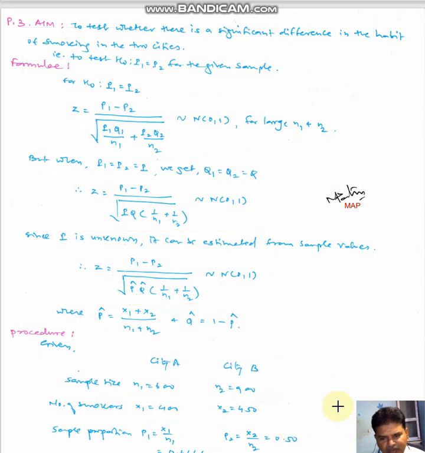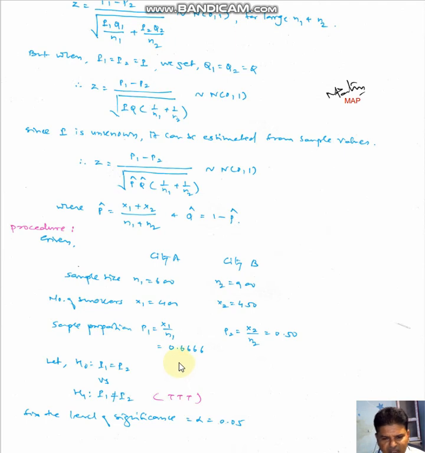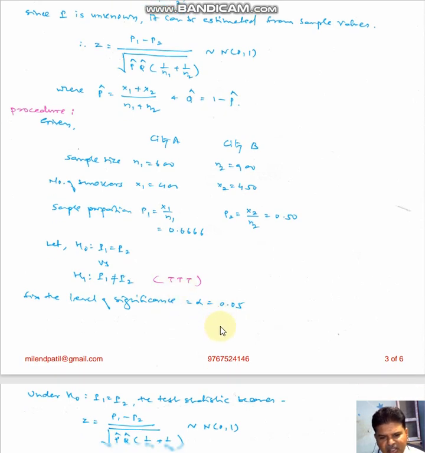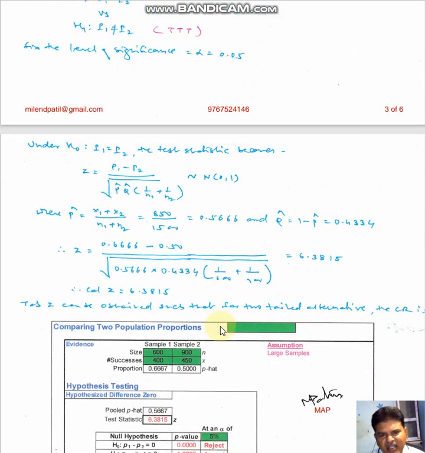What are those values? P1 is equal to x1 upon n1, so that comes out to be 400 divided by 600, which is 0.66. And in the other case, P2 is 450 divided by 900, so that comes out to be 0.50. So what is my null hypothesis? P1 is equal to P2 versus P1 not equal to P2. So it is a two-tailed test. The level of significance is 0.05. If it is mentioned, then you can take the same level of significance. Otherwise, take this as 0.05.